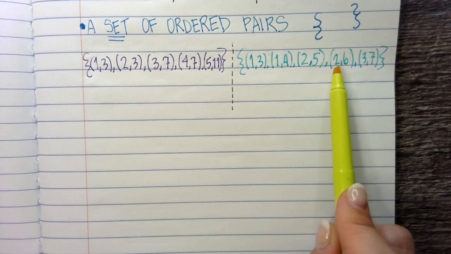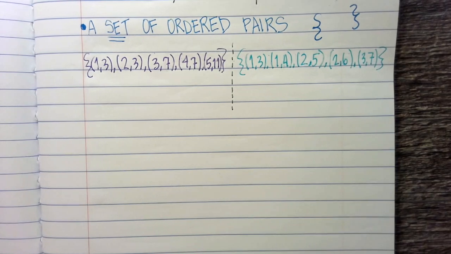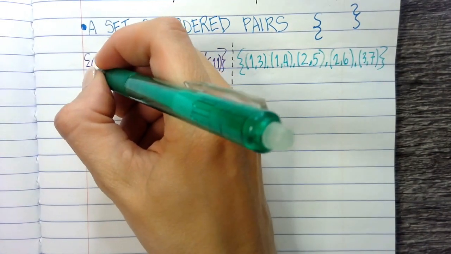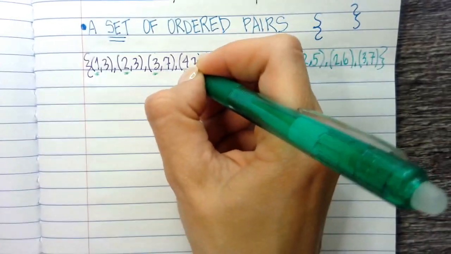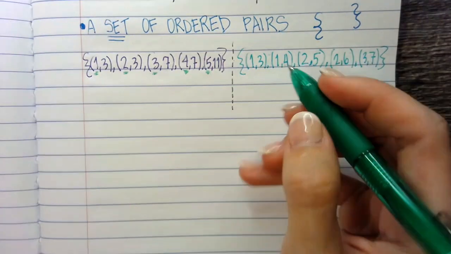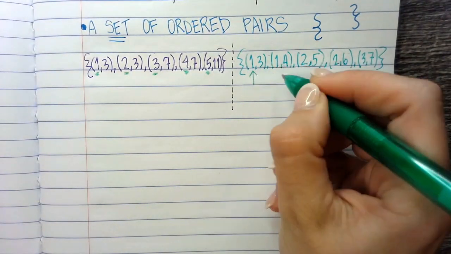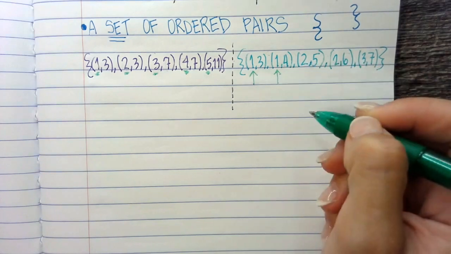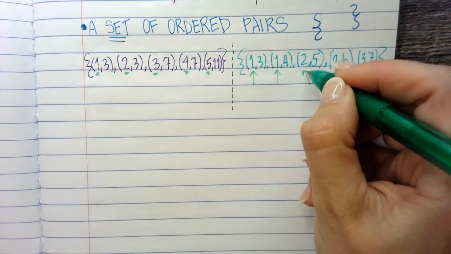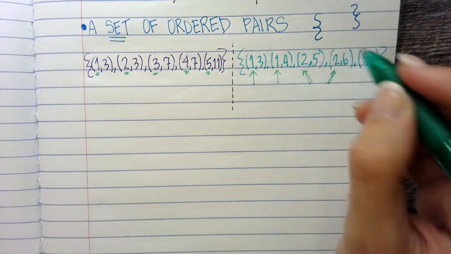But each input, where are my inputs? So inputs earlier we did in green. So my inputs are underneath here. I have 1, 2, 3, 4, and 5. They're each used once. Nothing is repeated. But here, 1 is used twice. 2, it's also used twice. So this one is a function, okay?